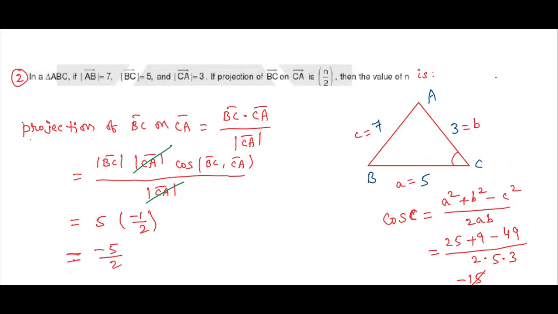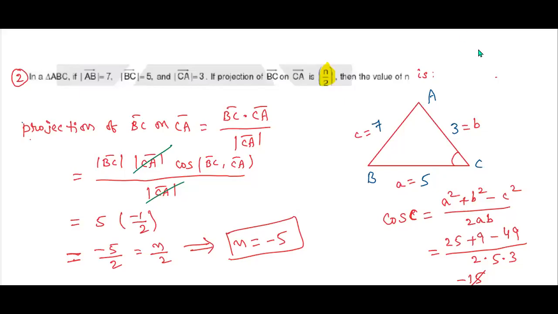But here it is already given that the projection of BC on CA is n by 2. So that is equal to n by 2. By comparing both, what is the n value? Minus 5. This is the answer. Students understood? Vectors and properties of triangle related problem.